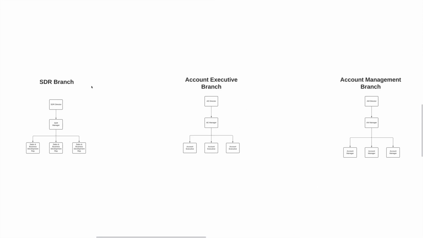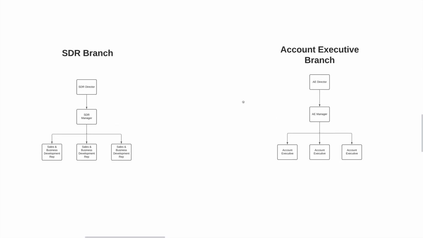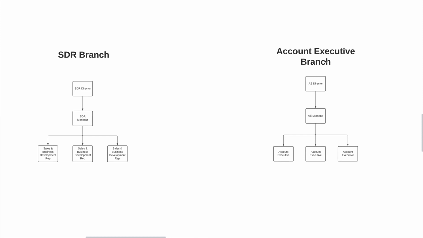So now we're going to get into branches, right? In the previous chart I showed you, it kind of showed that everything was connected to each other, but a lot of times you might have separate branches for different roles. So I'll give you an example. You might have an SDR branch and an account executive branch, right? Let's say you have sales development reps, and each of these reps will have a manager, the SDR manager, and then that manager reports to a director, and so on, right?